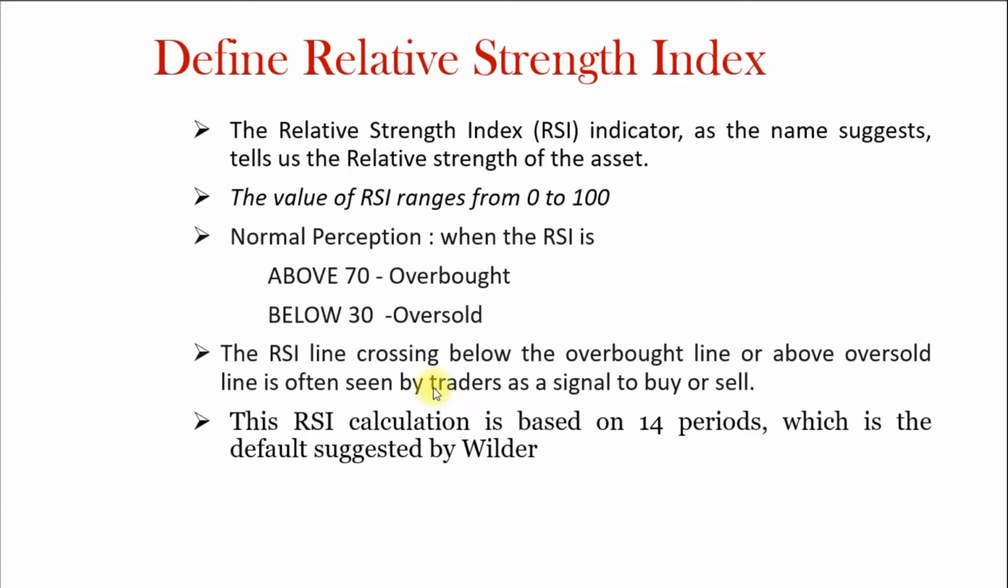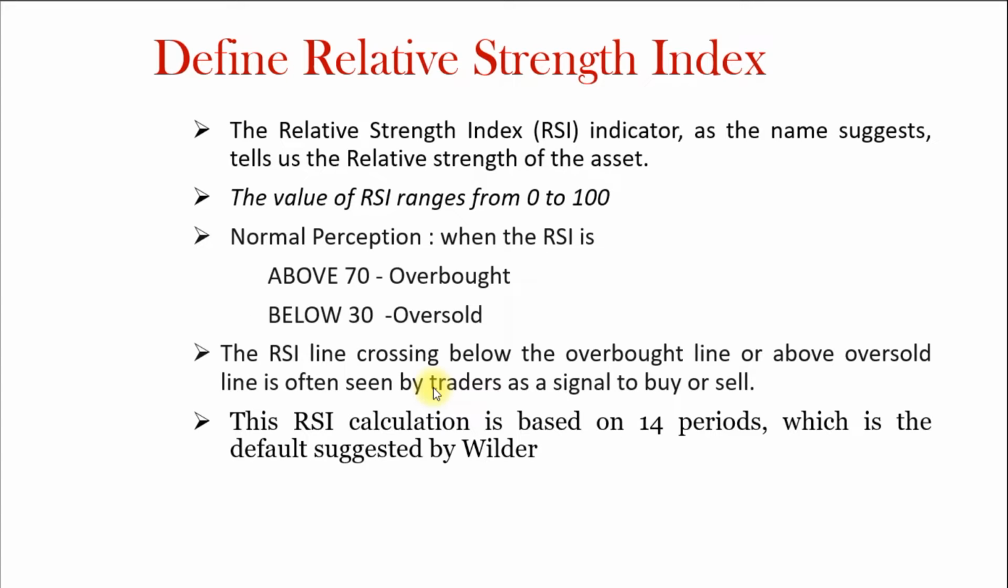We can see the definition of RSI. As the name suggests, RSI tells us the relative strength of a particular asset, and the value of the RSI ranges from 0 to 100. And how can we predict with RSI that a price reversal is going to happen? How will a trader know that the price is going to reverse at a particular price?